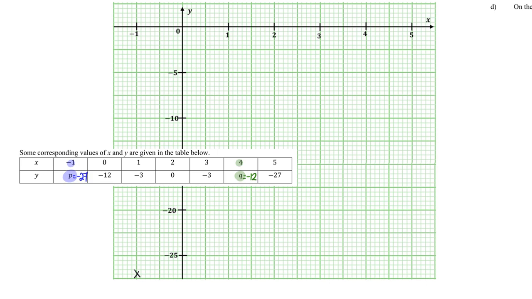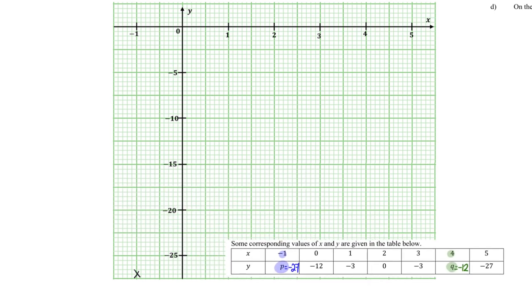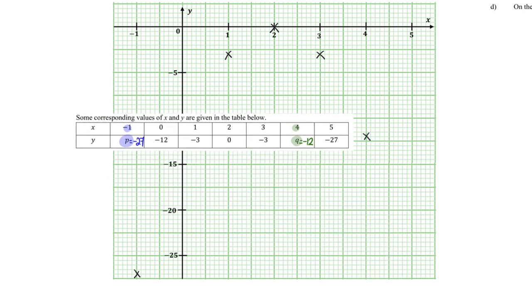When x is 0, y is -12. -11, -12 is here. x is 1, y is -3. -1, -2, -3 will be here. When x is 2, y is 0. When x is 3, y is -3. 4 and -12. 5 and -27, which is all the way down there.